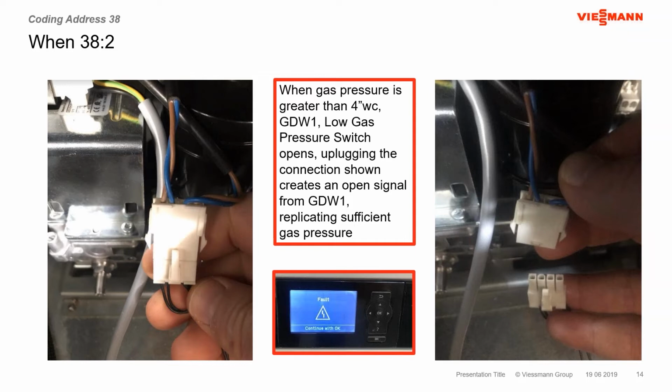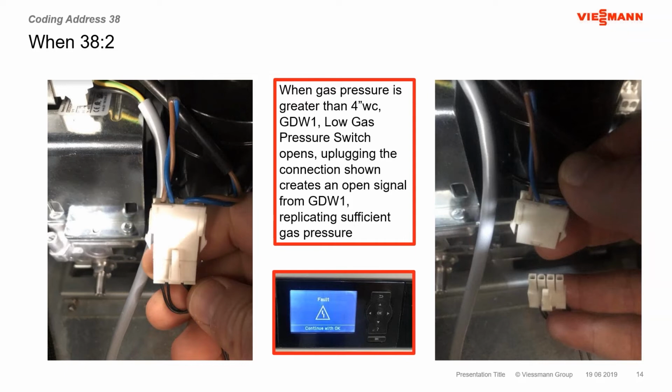So address 38 with a value of 2 is pointing you towards this little gas pressure switch on the back of the gas valve and this little connection that we have available there. So a quick test is just to remove it. If the burner fires, then we know that that's the issue, and it's either going to fault out or continue to operate. If the gas switch is faulty, obviously you have to replace that. We can't leave that in an open condition as we see here.